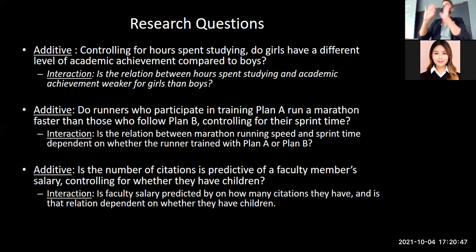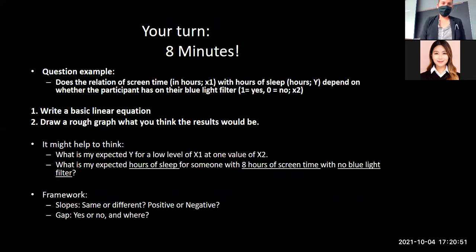Okay, so now I want you to think about interactions, and now we're going to think through it with an example. I'm going to give you 8 minutes to do this activity on your own, and then we're going to talk about the results.